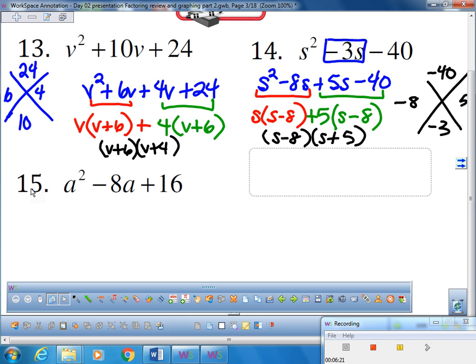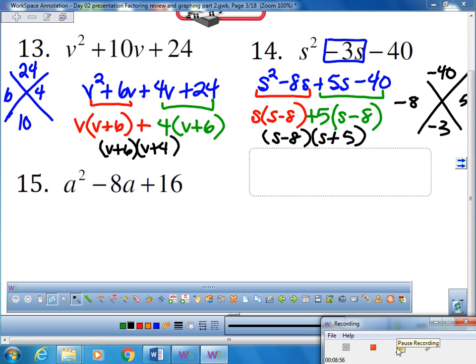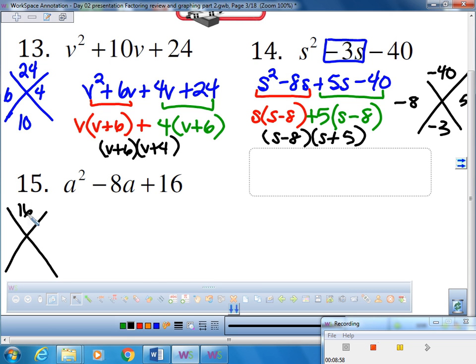Okay, so I'm seeing a lot of you skipping that middle step, which is fine by me, but I'm seeing this. This is great. This is helping you out a little bit? Okay, so I've got 1 times 16 is 16 and negative 8. So I know that 4 times 4 is 16, but I have to make both of them negative in order to make a negative 8.